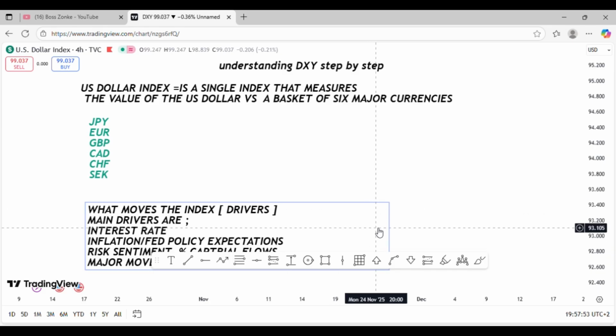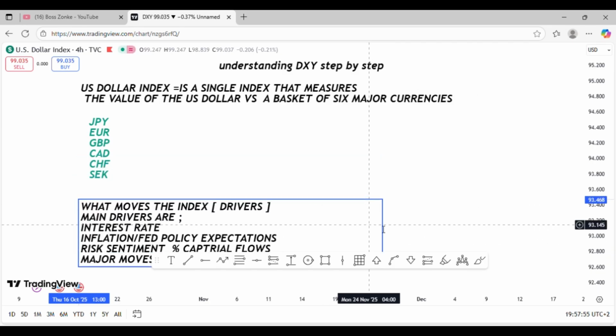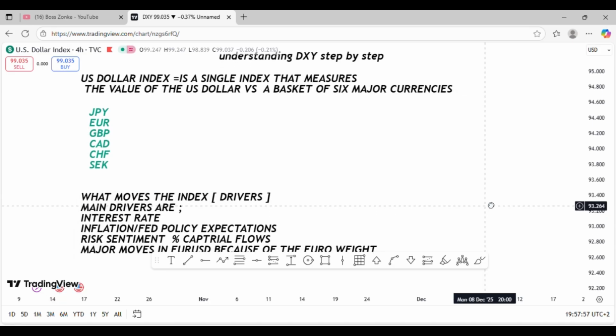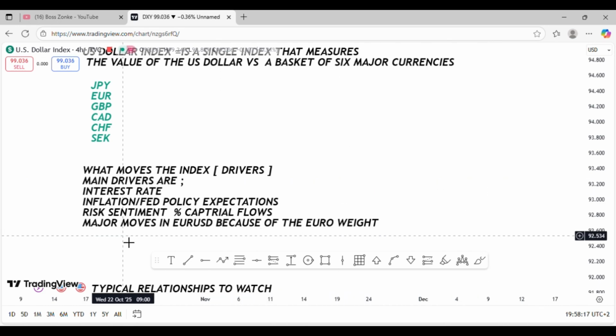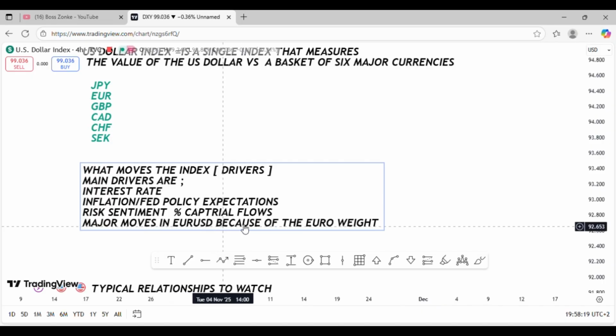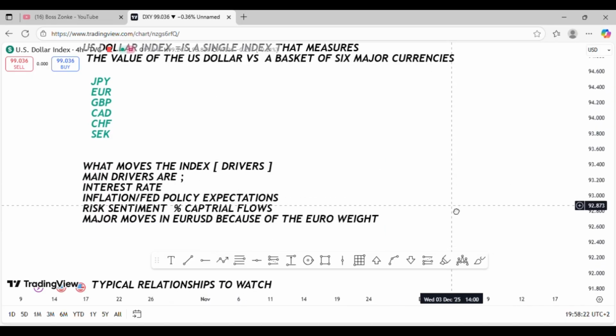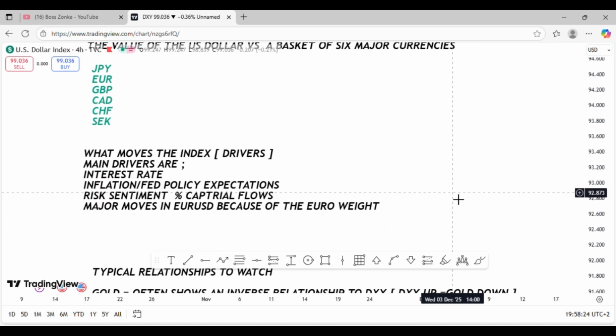So what moves the index? The main drivers are interest rates, inflation or Fed policy expectations, risk sentiment, and capital flows. Major moves in EUR/USD happen because of the Euro weight. You understand? So my advice, if you don't understand what I mean by major moves in EUR/USD because of the Euro weight, I suggest you go check it out.